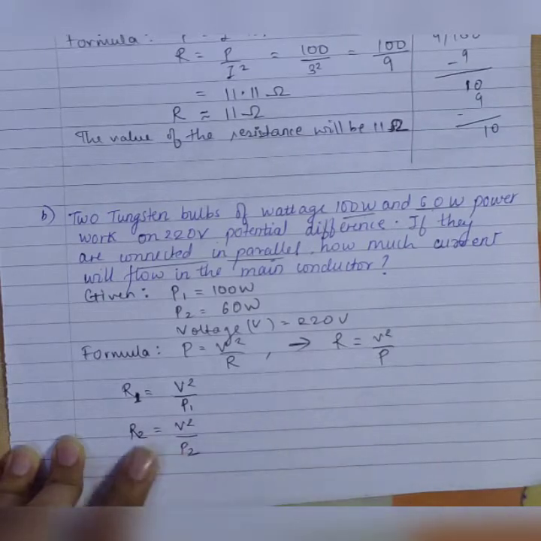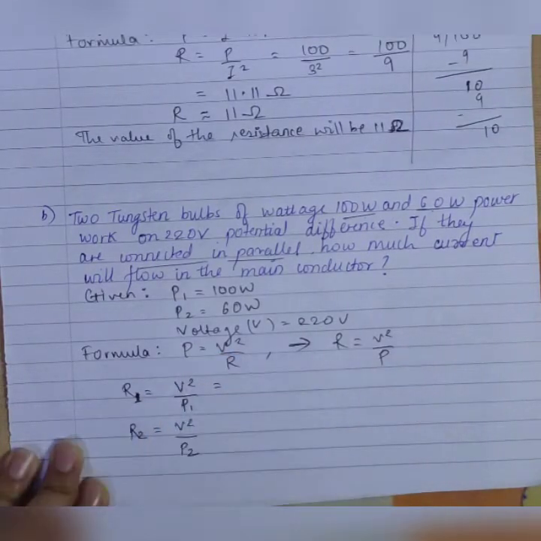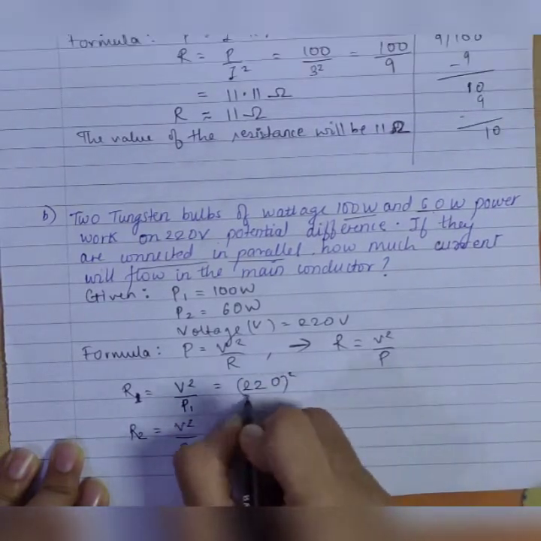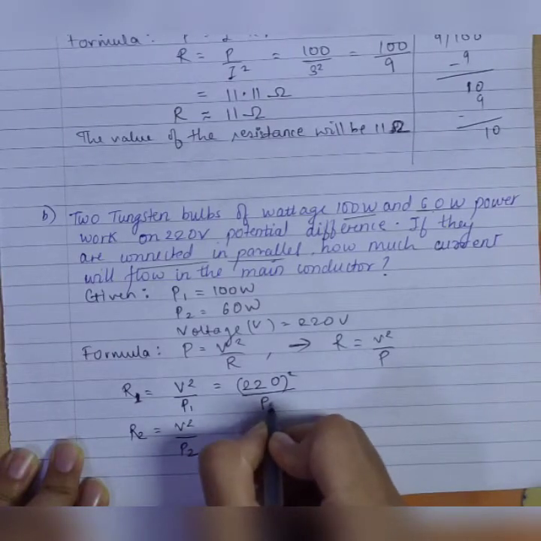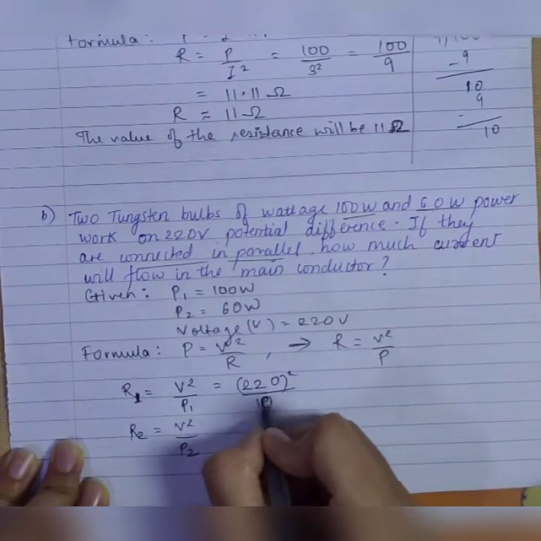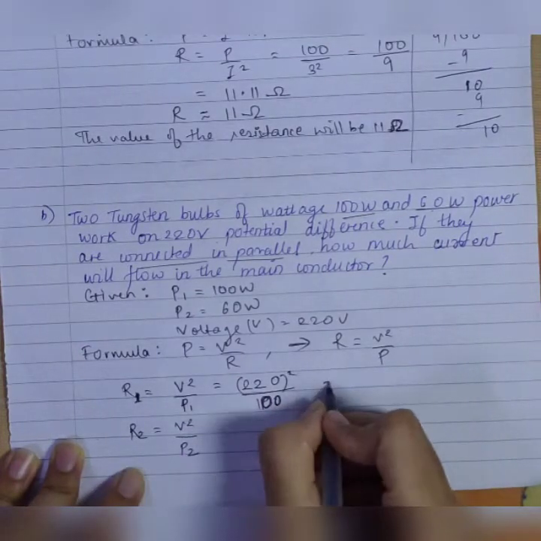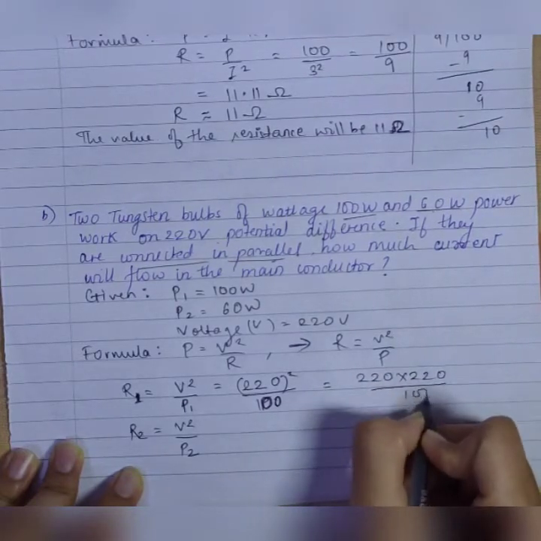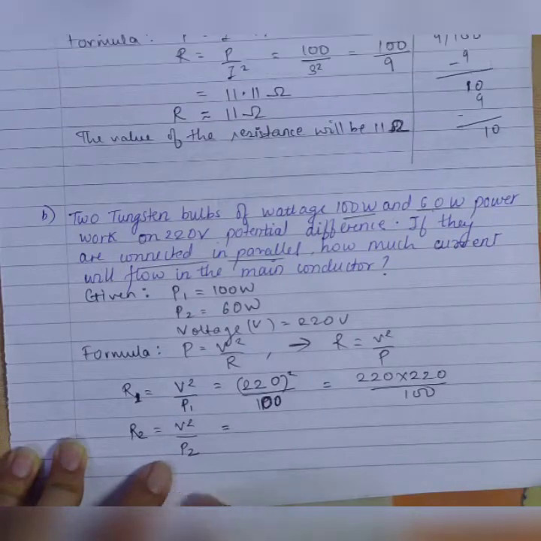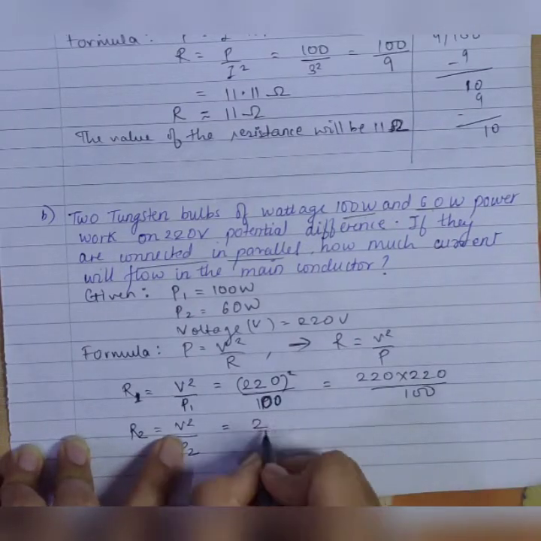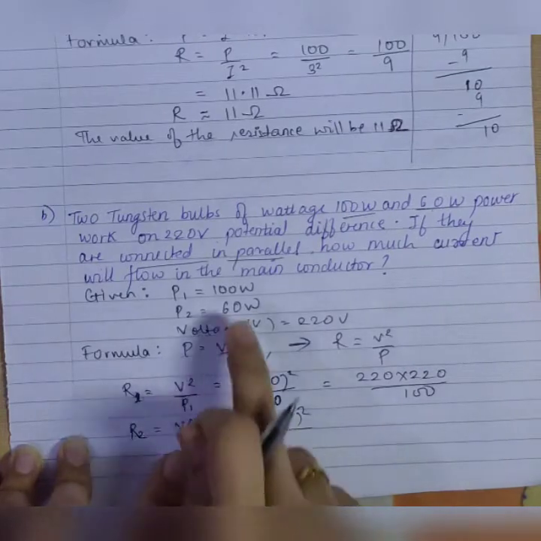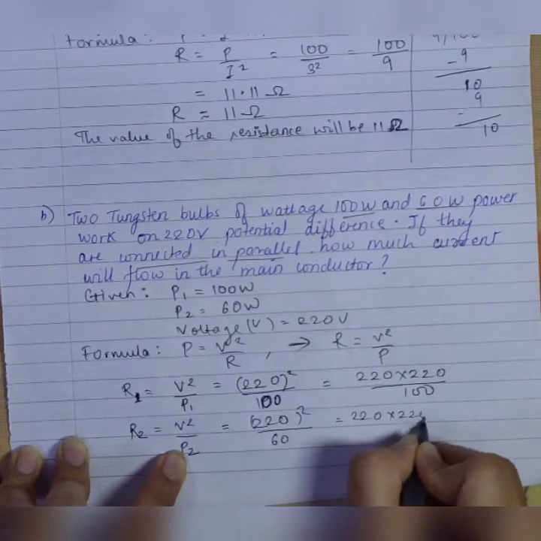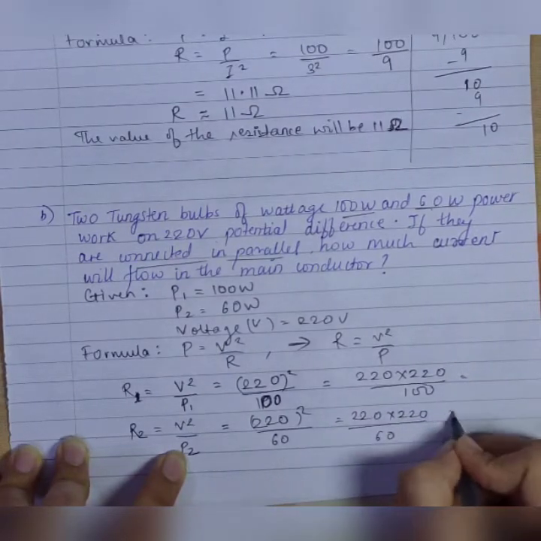Now V square is 220 square upon P1. What is my P1? It is 100. So let's write down directly 100. So this is what I need to calculate now: 220 into 220 upon 100. And V is common, so 220 square upon P2, which is 60. So 220 into 220 upon 60. Now this is what you need to solve.